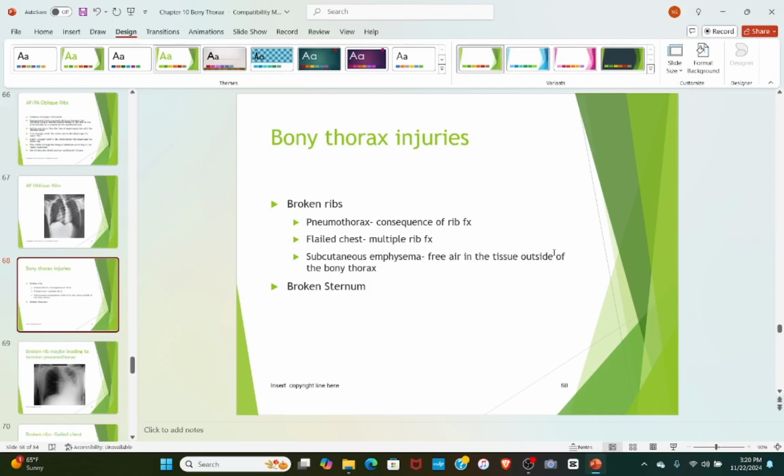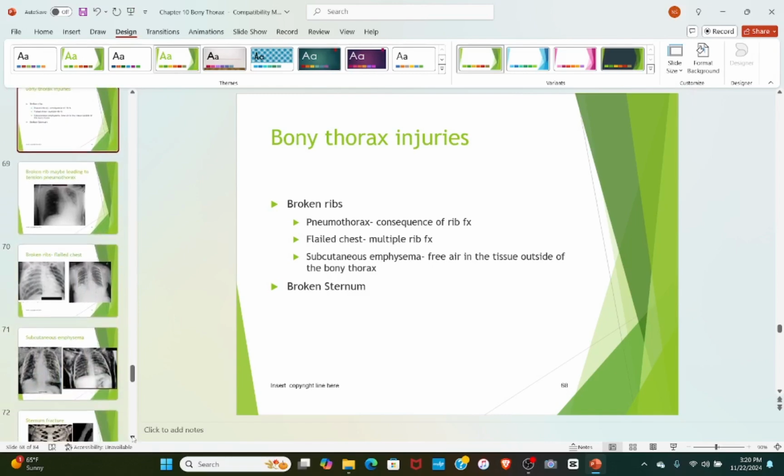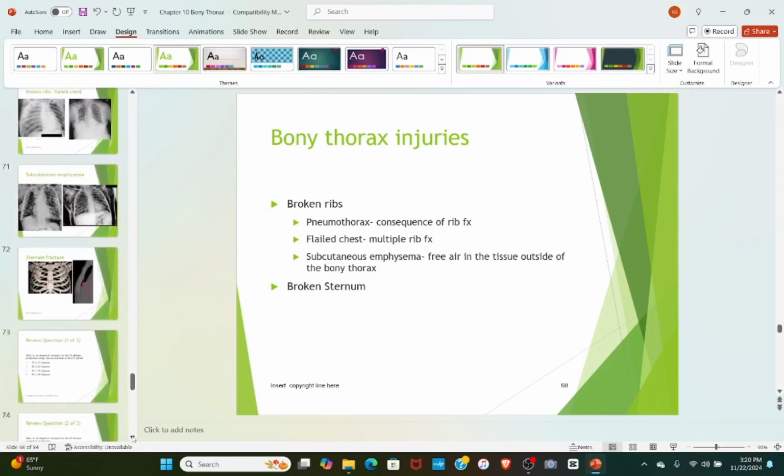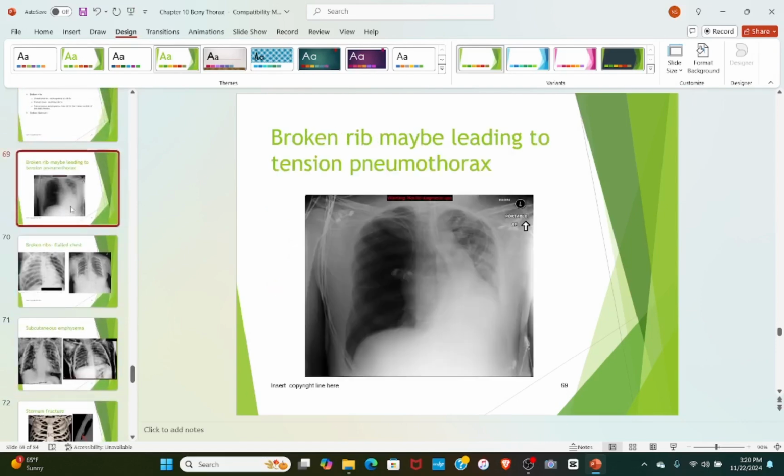That's free air in the tissue outside of the bony thorax. Now, this PowerPoint presentation is not the same one that's in Canvas. The one that's in Canvas, I added more pictures to it, more images of x-rays, so you can see some of the things that I'm referencing here a little bit better.